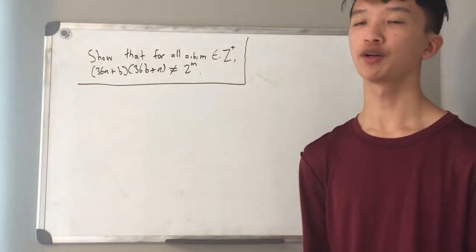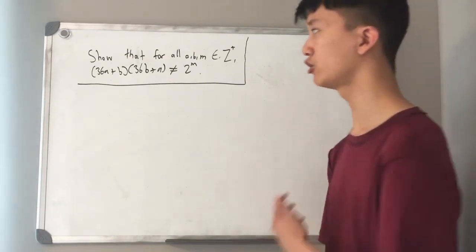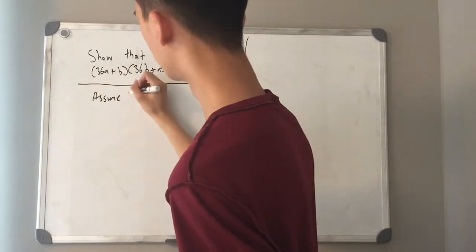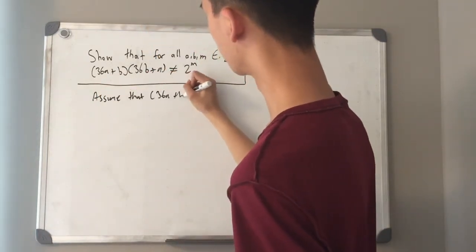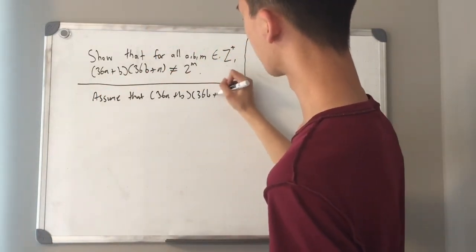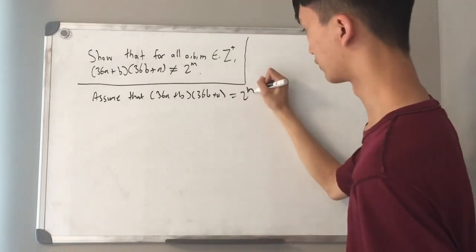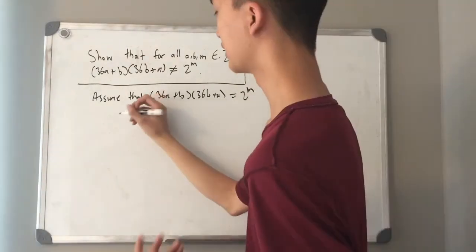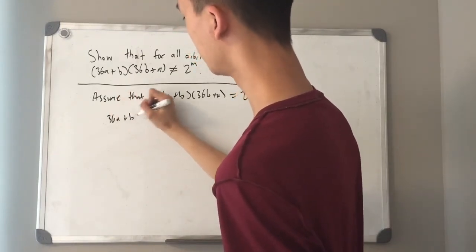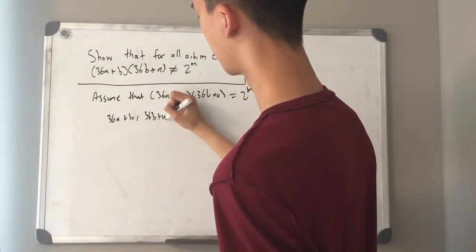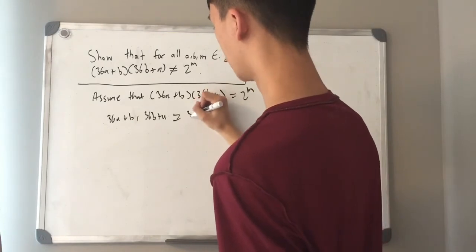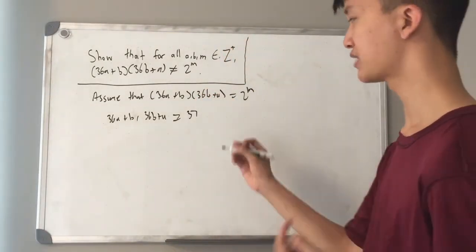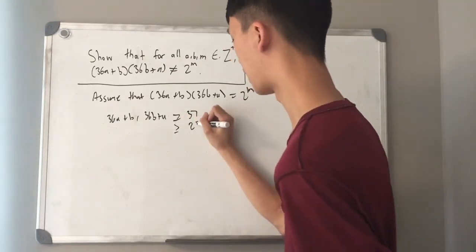Now, really quickly, just as a little bit of a bonus, I'm going to show you a much faster solution. So we do the same thing to start. Assume that 36a plus b times 36b plus a is equal to a power of 2. But notice that since a and b must be positive integers, that means that 36a plus b and 36b plus a must be greater than or equal to 37, since a and b must be greater than or equal to 1. So that means that this must be greater than or equal to 2 to the power of 5.